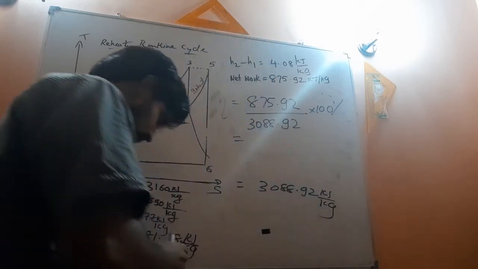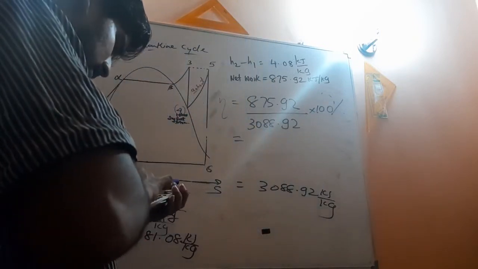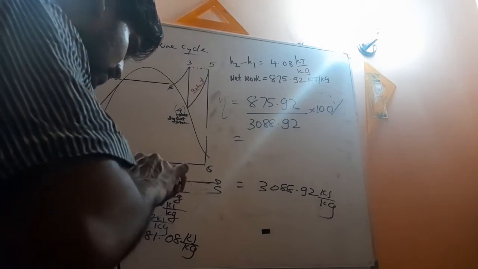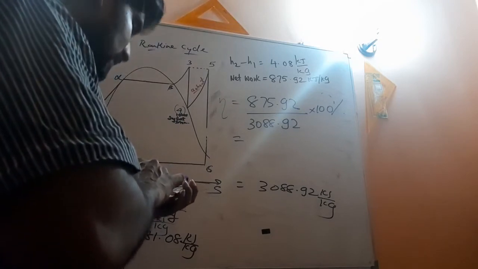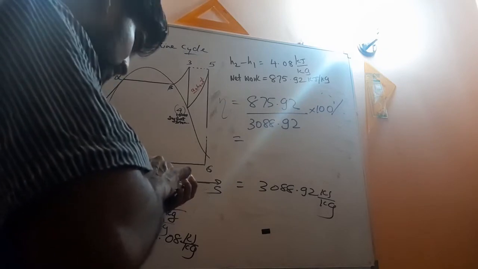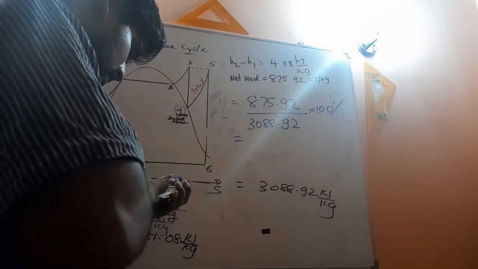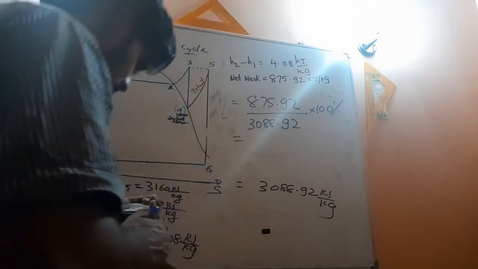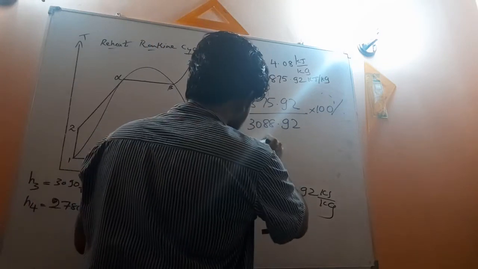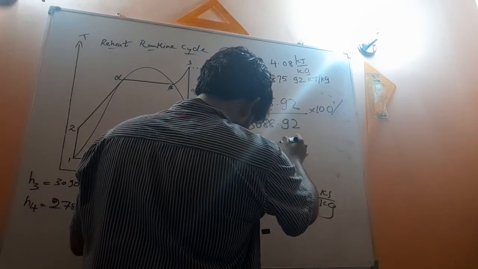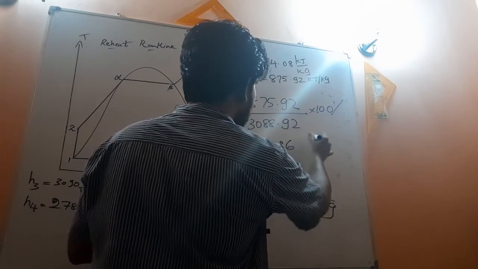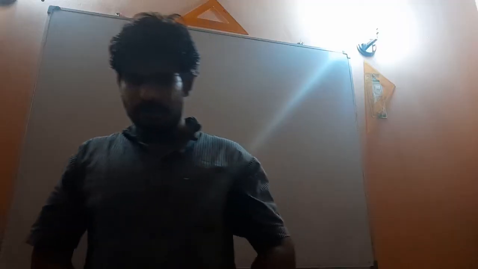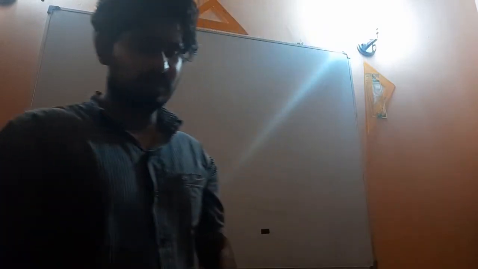What is that? 875.92 divided by 3088.92. It's a very low value: 28.36%. Even though I explained that in the video, sometimes you might find difficulties. So I think now the problem calculation will be okay.